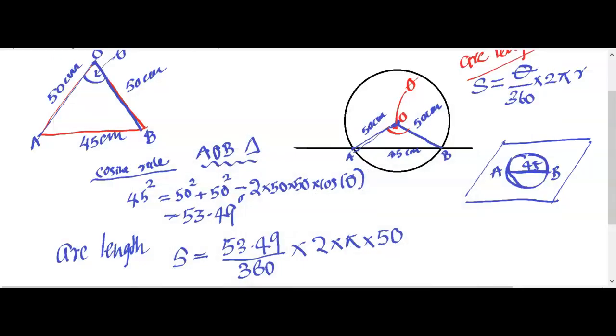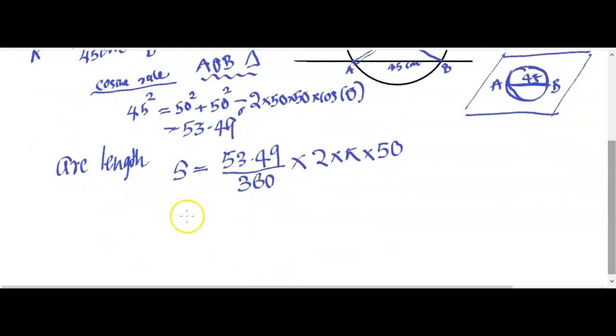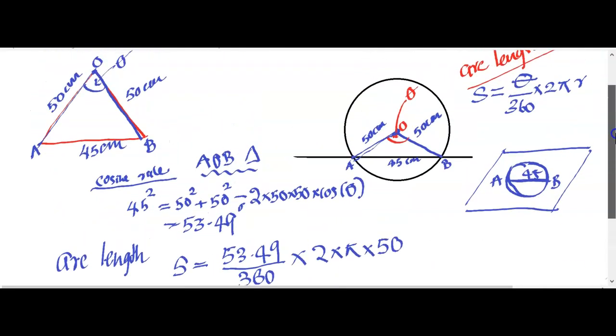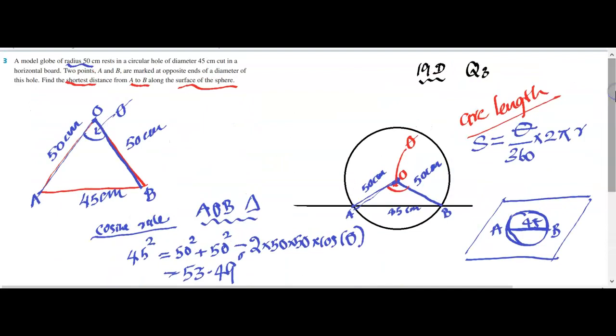So S is equal to 46.68 centimeters. That is the answer for chapter 19D, question 3. So the AB along the surface is 46.68 centimeters.